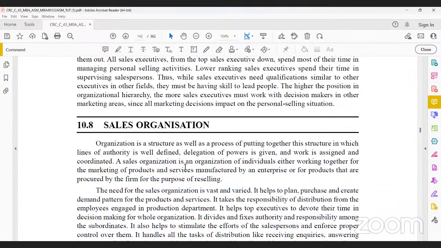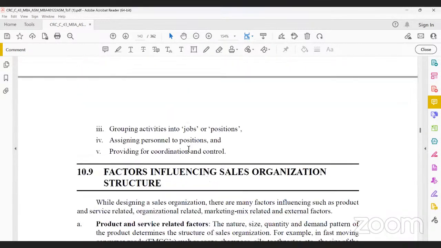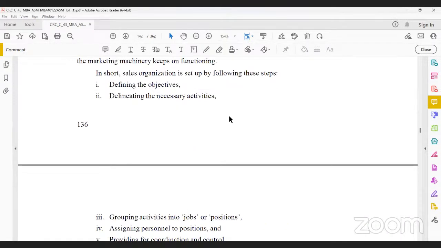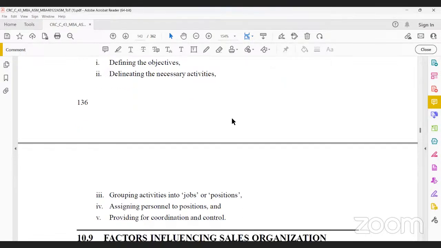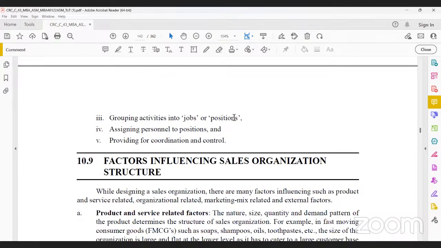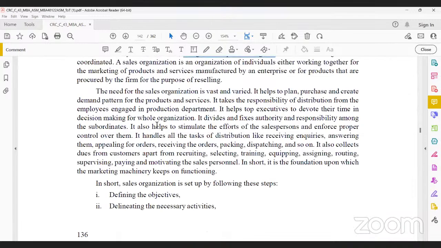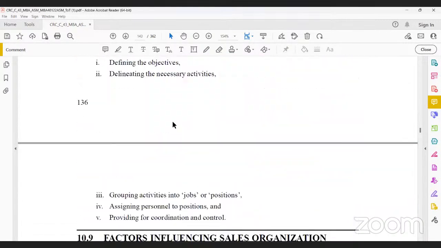Sales organization is a structure as well as a process of putting together the structure in which the lines of authority are well defined, with delegation of powers given to the organization's people. Some of these steps are defining objectives, delineating the necessary activities, grouping activities into jobs and positions, and assigning persons to positions. So all are under sales organization.